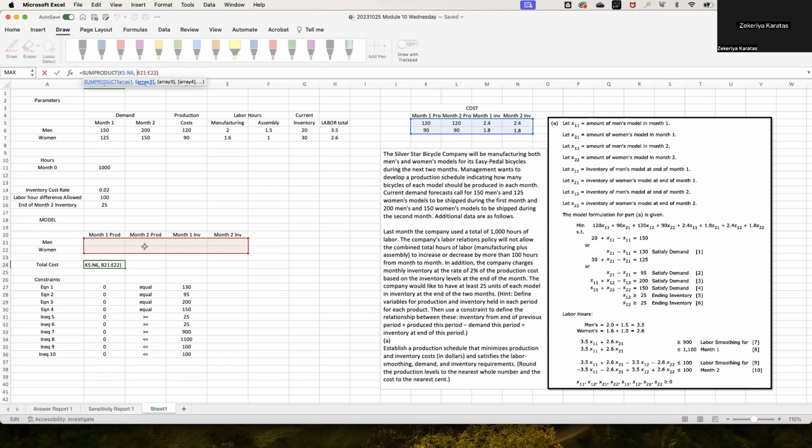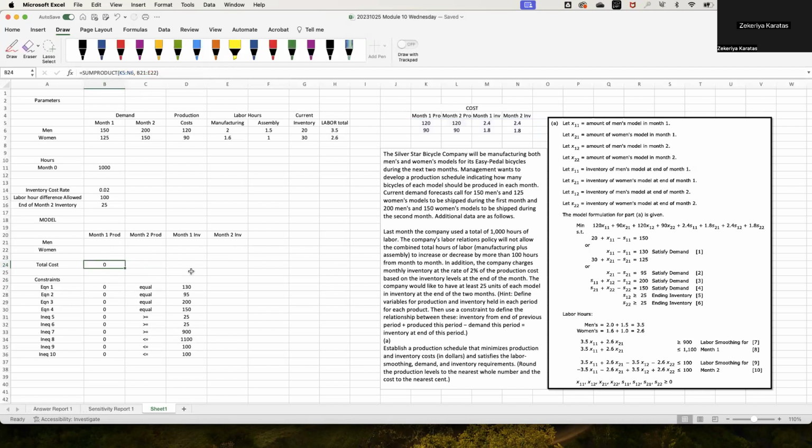So I'm going to use Solver to solve this optimization problem. I hope this is clear so far. We just put the cost numbers, and we put the amount produced and the amount we have in the inventory, and that sum product will give us the actual total cost. And we want to minimize it. We're going to work on that in a minute.